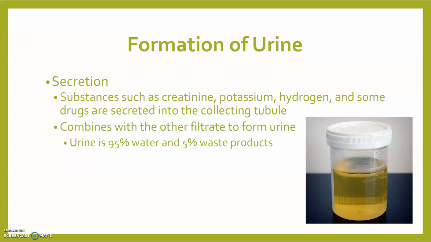These substances combine with the other filtrate that's been formed to make urine. And understand that urine is mostly water. It's 95% water, and 5% waste products. Those waste products are things, again, like urea, salts, potassium, creatinine, and hydrogen ions. Those are all considered waste products that the body needs to get rid of.